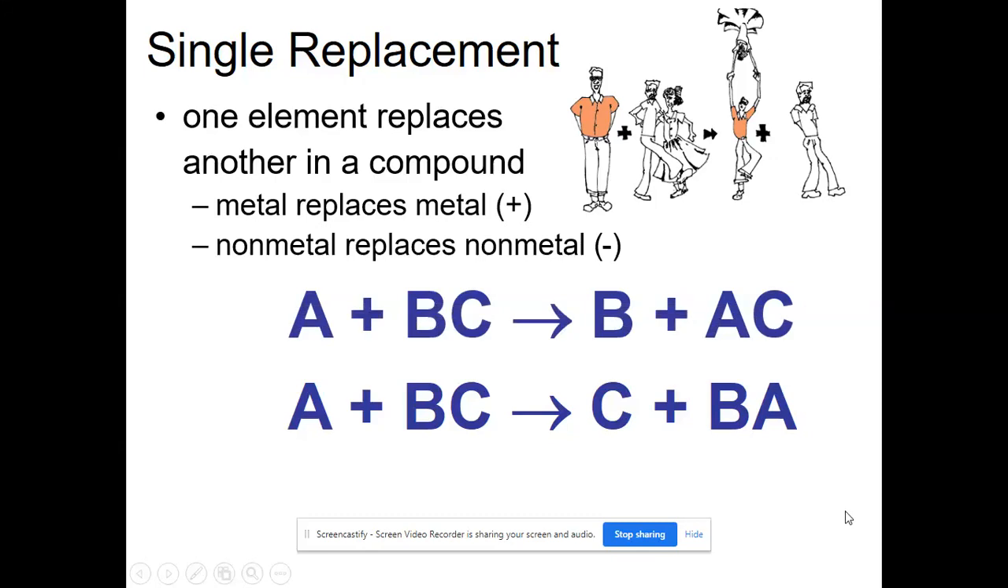Okay, so today what I would like to do is to go over single replacement reactions. When you have a single replacement reaction, you have an element replacing another element in a compound. And it can either be a metal replacing a metal or a non-metal replacing a non-metal.